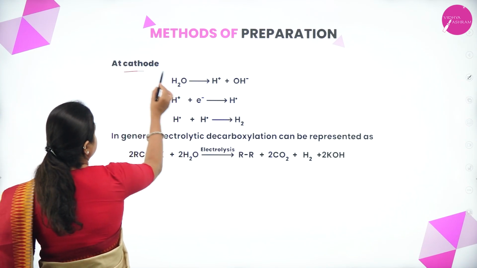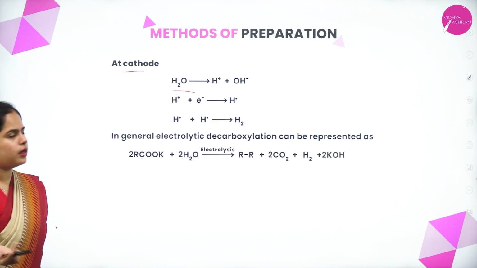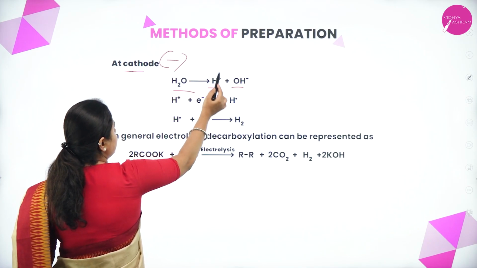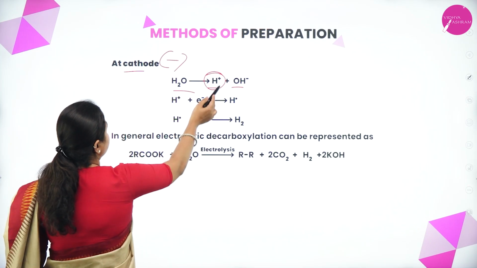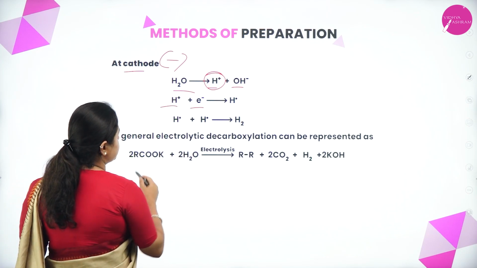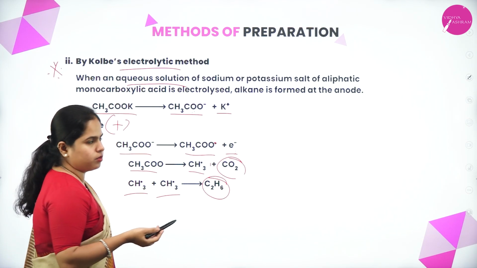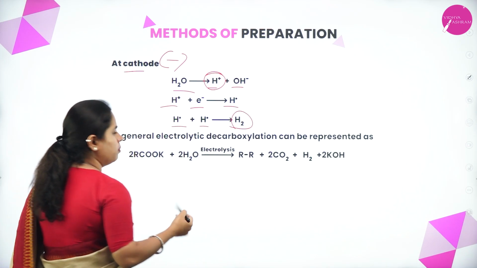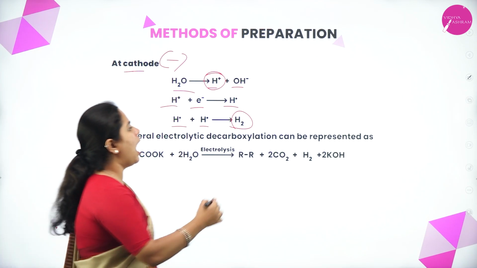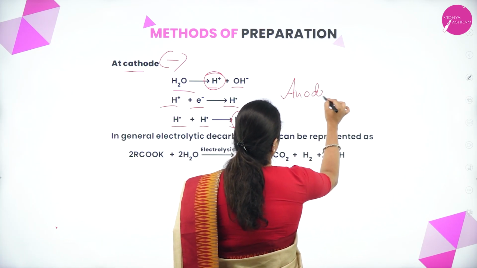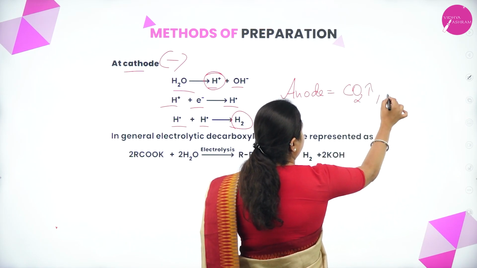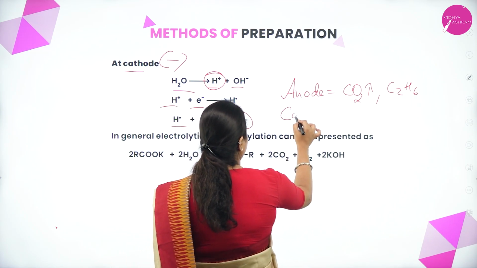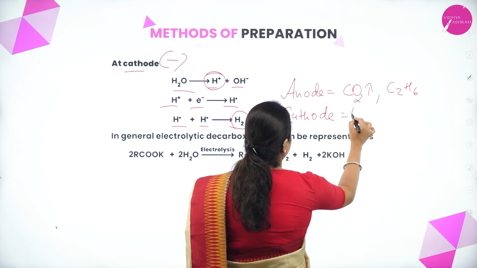Now at the cathode, what happens? H2O. Okay, water is also present, right? So water breaks down into H plus and OH minus. Now as the cathode is negatively charged, the H plus is the positive one, right? So it goes to the cathode. Now H plus accepts the electron which was removed from here. It accepts the electron and forms a hydrogen radical. Now two hydrogen radicals will combine and form hydrogen gas. So what happened at the anode? At the anode, carbon dioxide gas was liberated, plus you got your alkane as well, right? Carbon dioxide and alkane. And at the cathode, which gas was liberated? At the cathode, you got hydrogen gas.